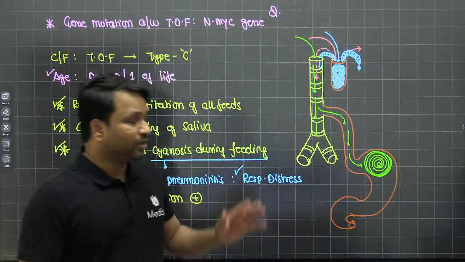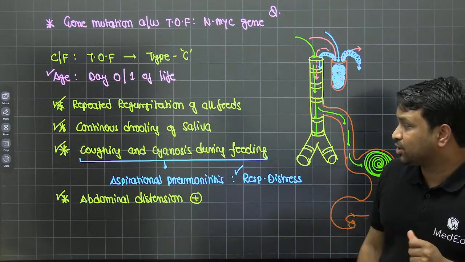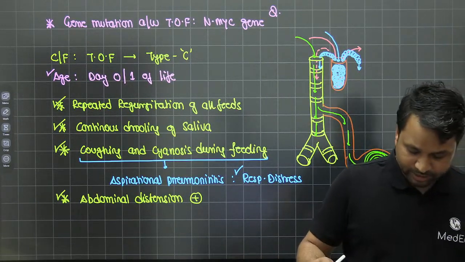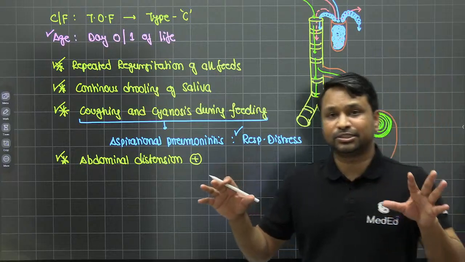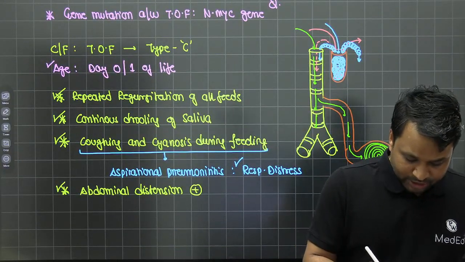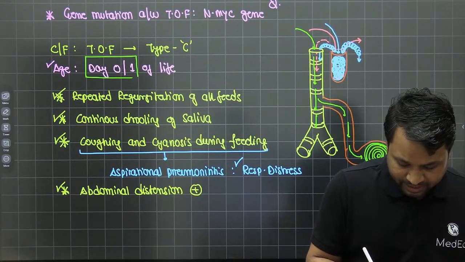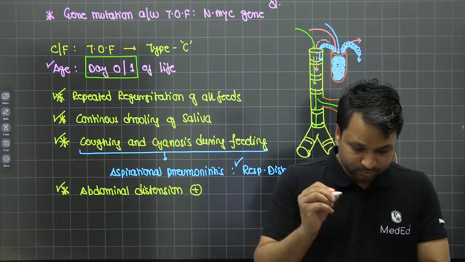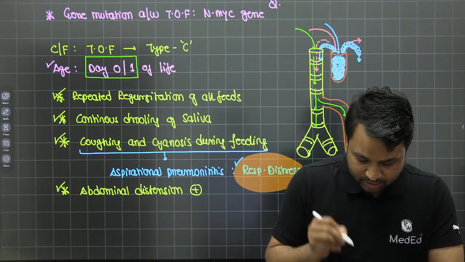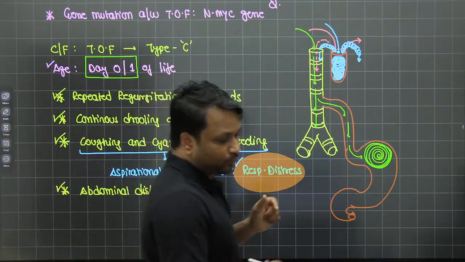So what are the symptoms you have? Repeated regurgitation of all feeds, continuous drooling of saliva, coughing and cyanosis during feeding, and abdominal distension, that is because of the air that is going to enter from there. Now, one of the reasons that you have to suspect these cases is of the following order. Number one, look at the age. That is going to be day 0 or day 1 of life. The baby is not able to be fed, and one of the most distressing things that I can notice in this baby is the respiratory distress. Now, this respiratory distress is because of aspiration, and I have to address it. I do not have an option, right?